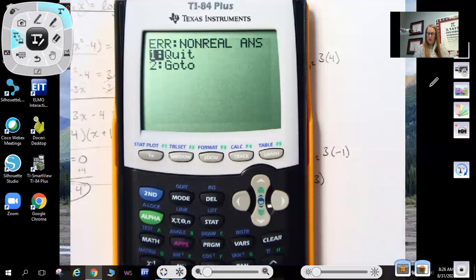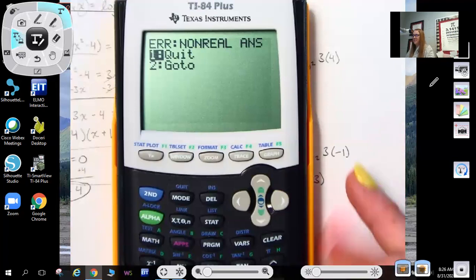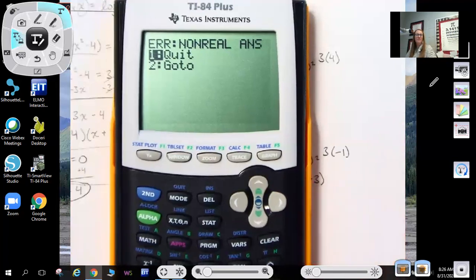So is this what you get on your screens? Yeah, I was like, what's a Godo? It's go to. Well, they had a space. Yeah. I mean, you're right. Texas Instruments apparently doesn't know how to program a space. Okay, so it says error, non-real answer.